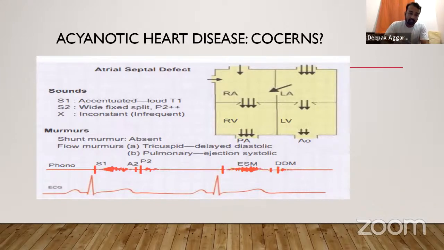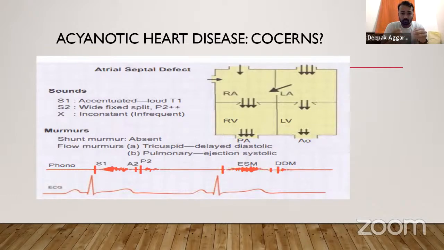Now, regarding the sounds, the more blood from the left atrium is flowing to the right side, the right atrium, and the left ventricle, so the left atrium empties out early. So the S1 is accentuated, but it is narrow.